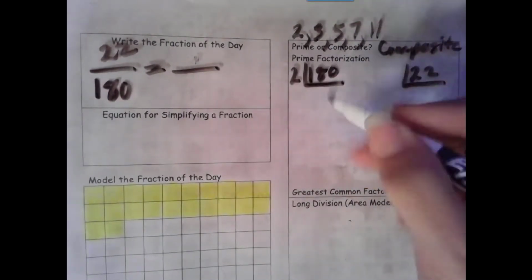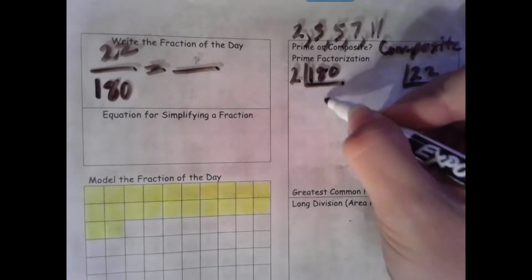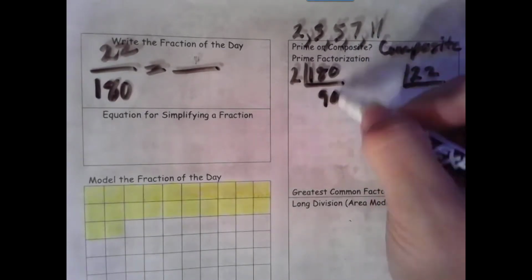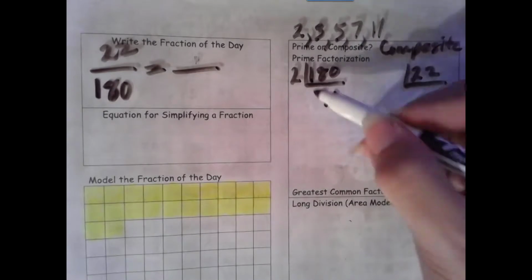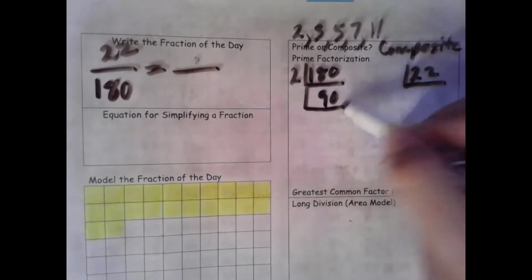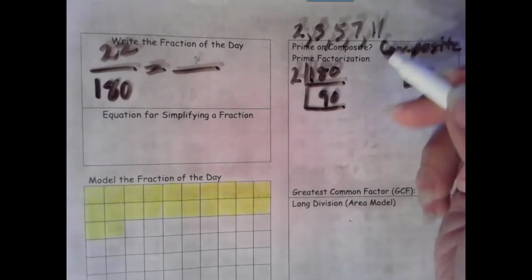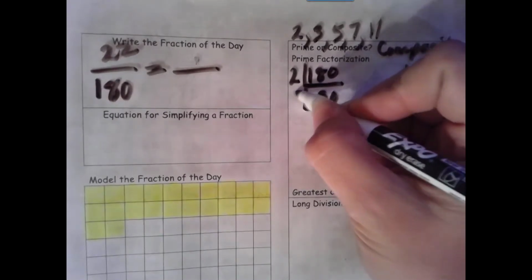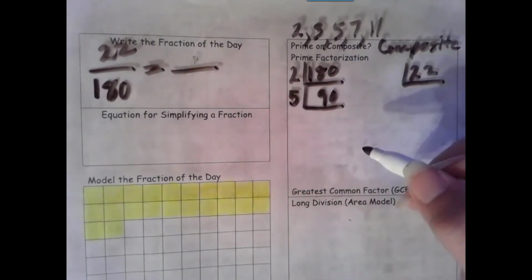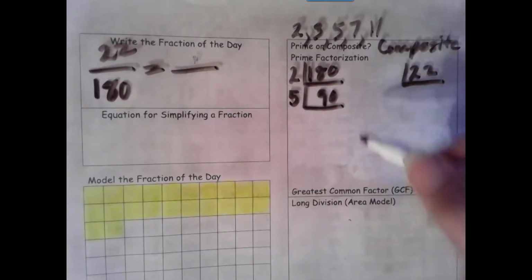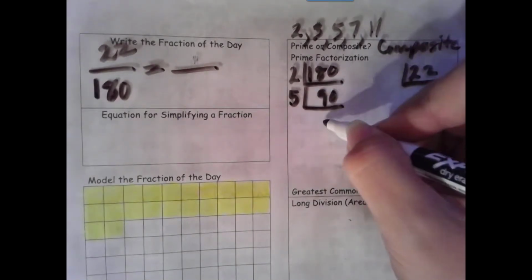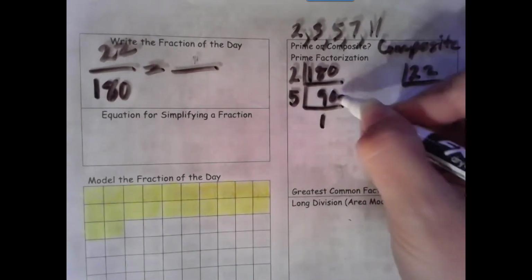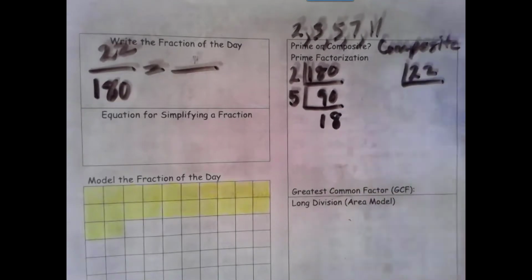I can divide by 2. Half of 180 is 90, or half of 18 is 9. Half of 0 is 0, or put our placeholder down. It ends in a 0 or 5, so 5 is a factor here. So I can get one group of 5 out of 9. I'm left with 40, so I get 8.